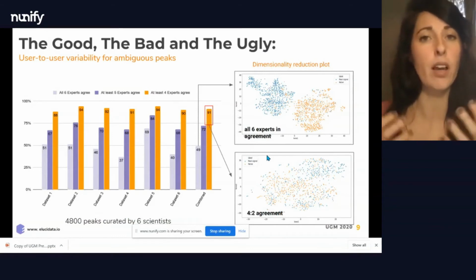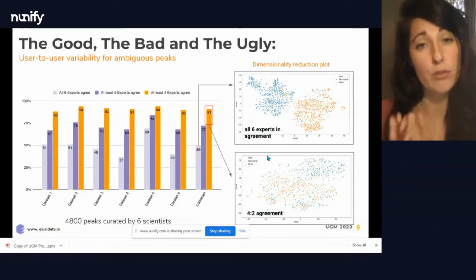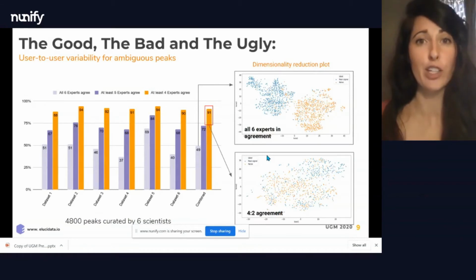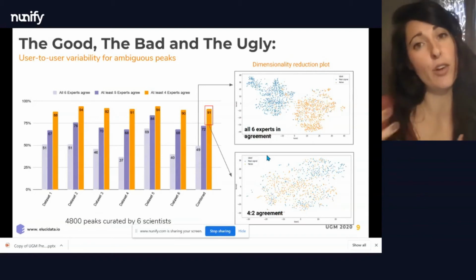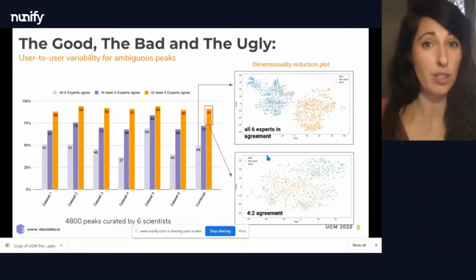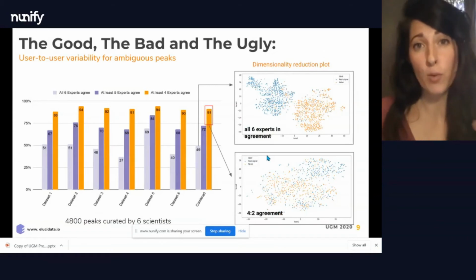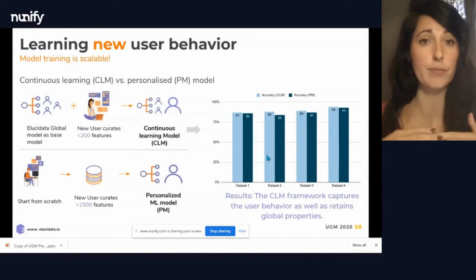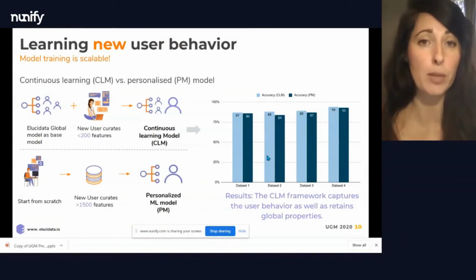We want to give it a sufficient training data set that can really make those harder decisions about those ambiguous peaks. And one could imagine that as we get new scientists, as our group changes, as we get new and different instrumentation and technologies, the decisions about what is a good peak and what is a bad peak can change. So that brings me to my next topic, which is how the algorithm can learn new user behavior.